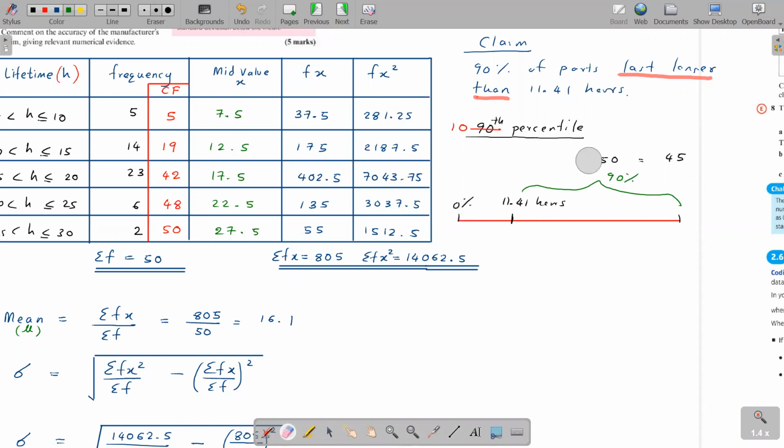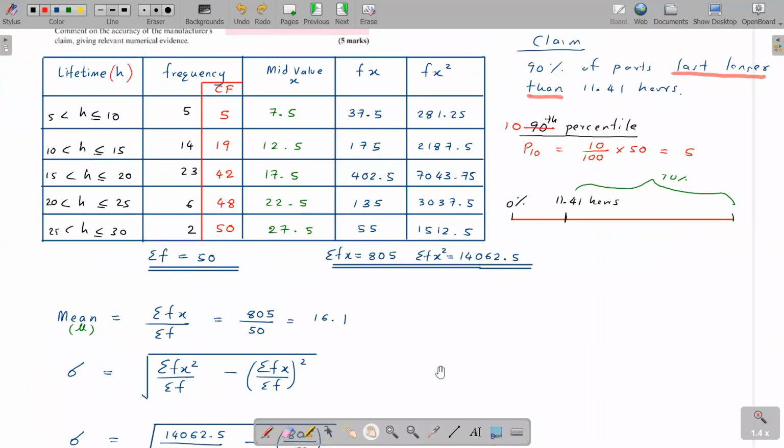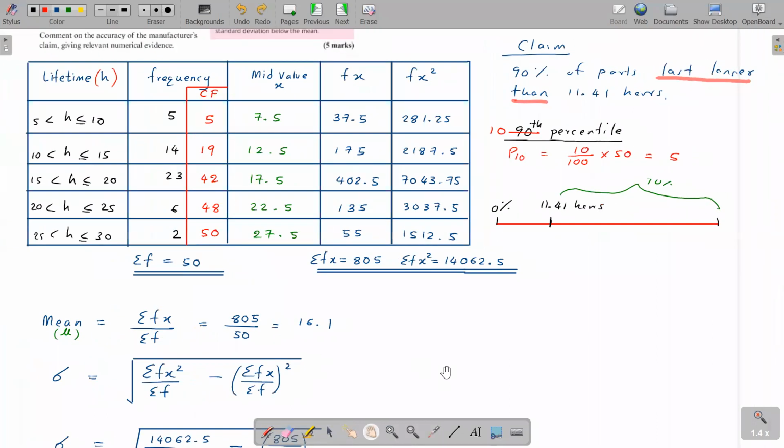So let's remove this. Let's go for the 10th percentile. What's P10? 10 over 100 into 50. How much is it? 5. So the 10th percentile is 5, right? 10 over 100 into 50. Then how does it work? 5.